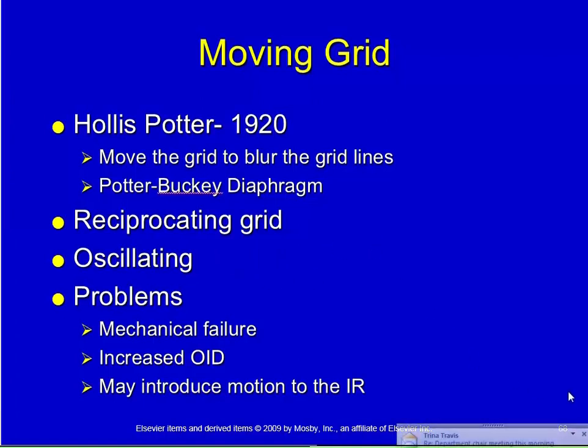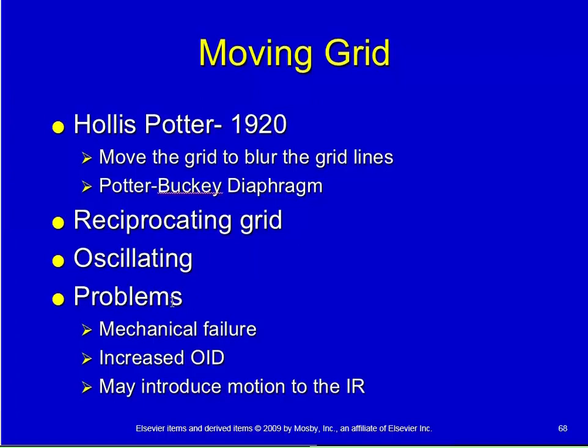Oscillating grids, on the other hand, go in a circular motion like so. It's not as dramatic as what I'm drawing here. It may be very subtle, but they move in a circular motion. And both of those, the purpose is just to eliminate the grid lines, blur out the grid lines.